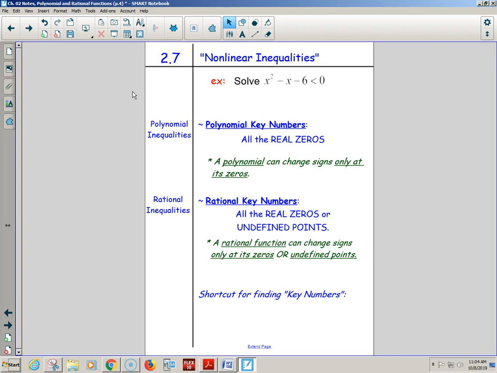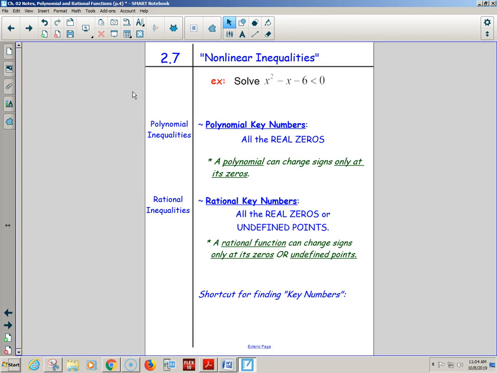Alright guys, section 2.7 says non-linear inequalities. What do you see in the very first example at the beginning of notes? Factor it. Non-linear. No. Jaden was right. He said quadratic, I said non-linear. Are we both correct? Because a linear wouldn't have a square, would it? No. Okay, so quadratic, good.